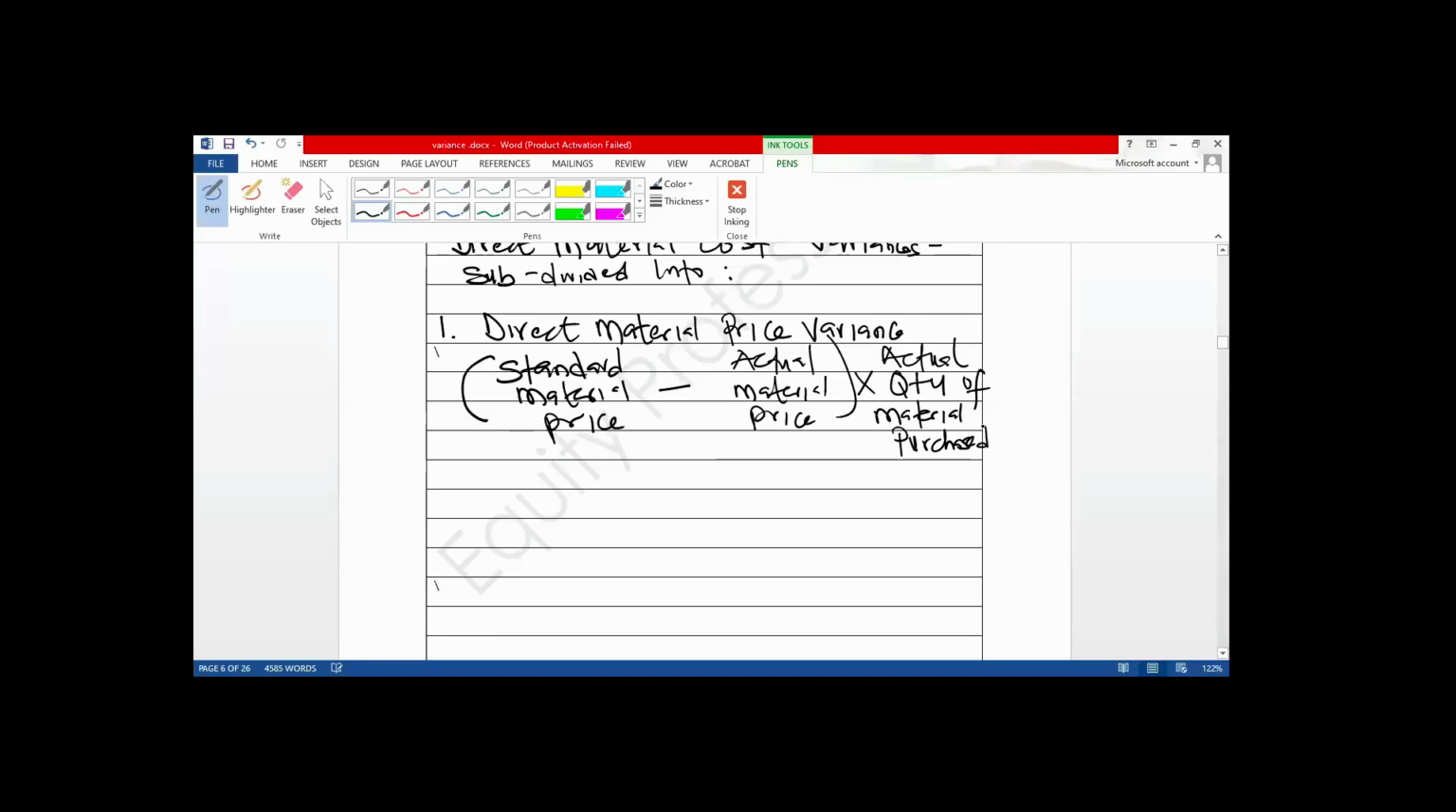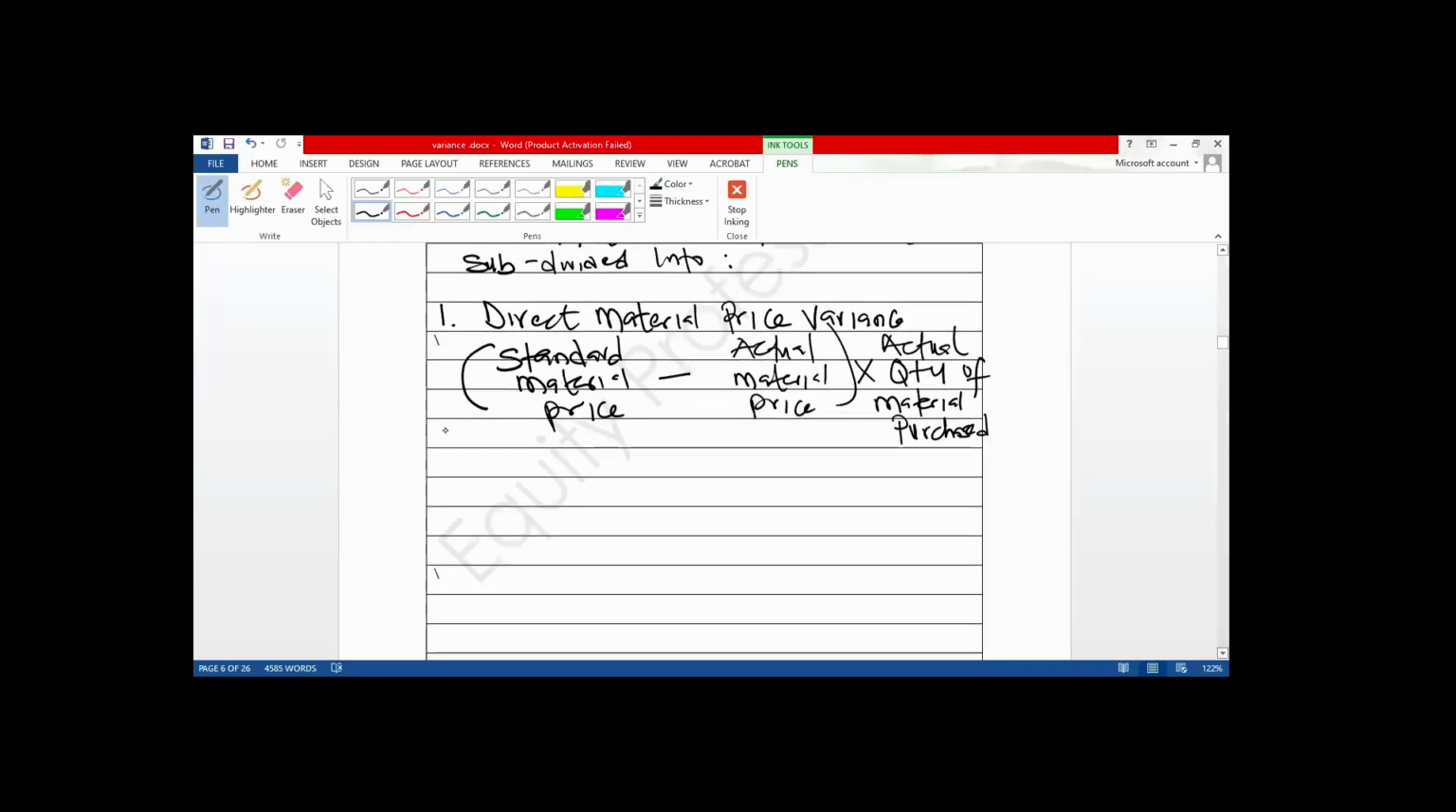Please, you may take it down. At any point in time you are asked to calculate direct material price variance, pick the standard material price, minus the actual material price. Then go and look for actual quantity of material purchased. My advice is to write it down.